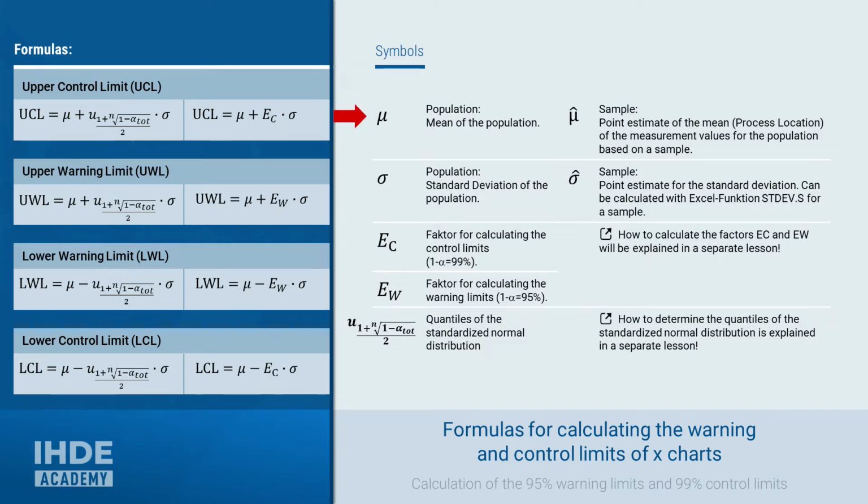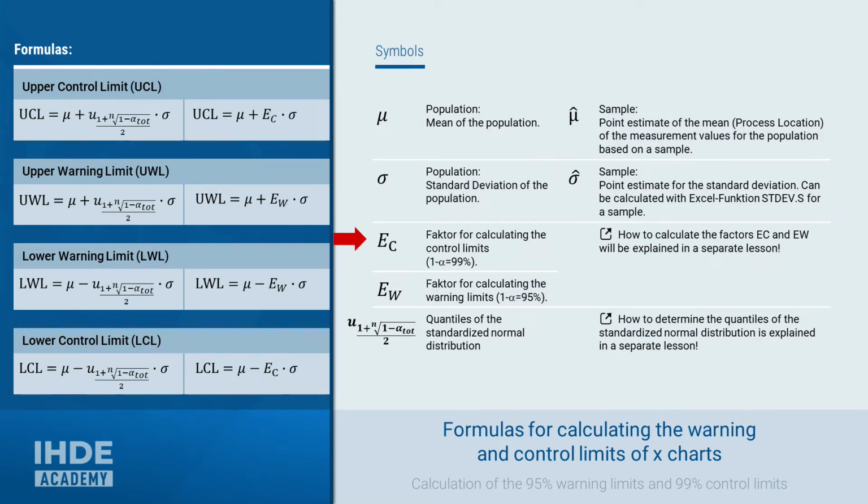In these formulas, mu is the arithmetic mean of the population. Mu with this head or roof on top is the mean of the sample. And by the way, this head sign is called circumflex. Sigma is the population standard deviation, and sigma circumflex or head is the sample standard deviation.